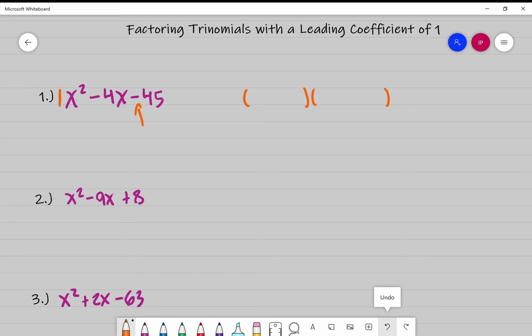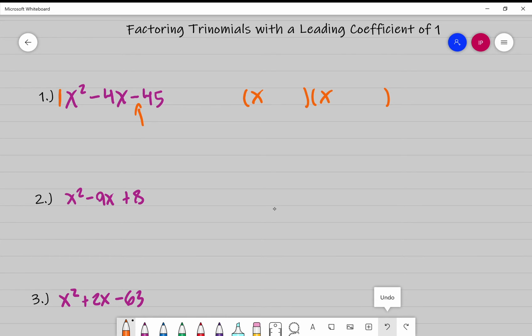So our next step is to put the variable of our leading coefficient in the far left pocket of the parentheses. So whatever the variable is, in this case it's x. You see we have x squared, so we're going to put 1x right here and 1x right there, because x times x is x squared. So that's the easiest step of it all.